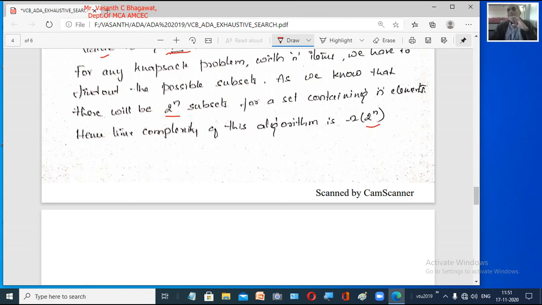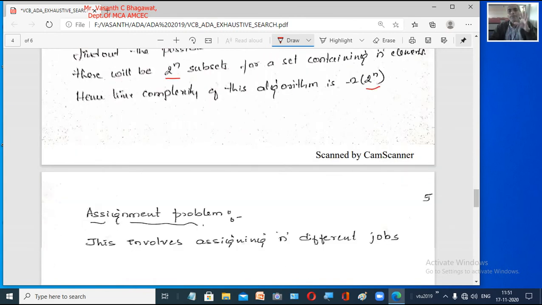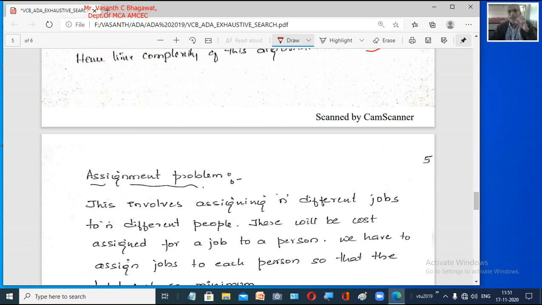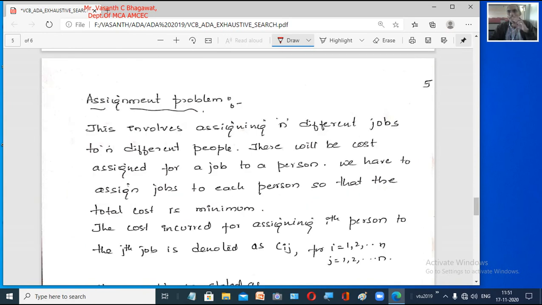Clear? So this is the second problem now which we can try to learn under our exhaustive search, that is the knapsack problem. So later in the further classes we will be discussing the same problems now using the different techniques we are going to follow.